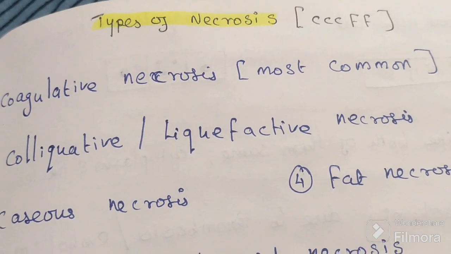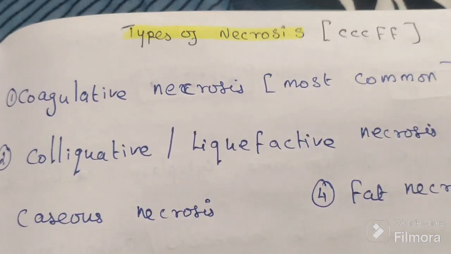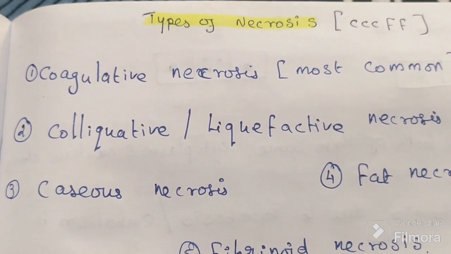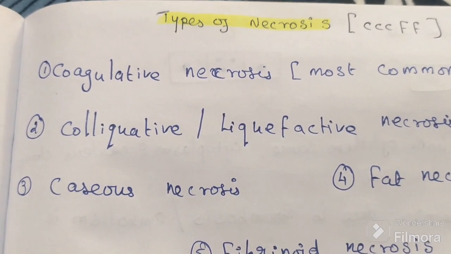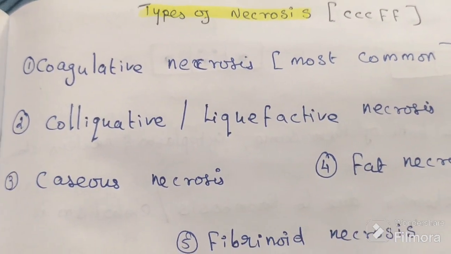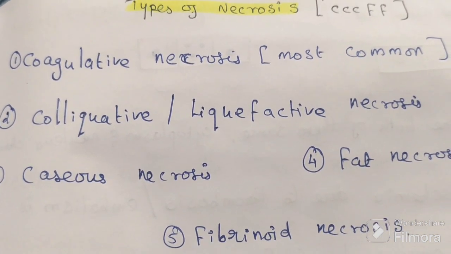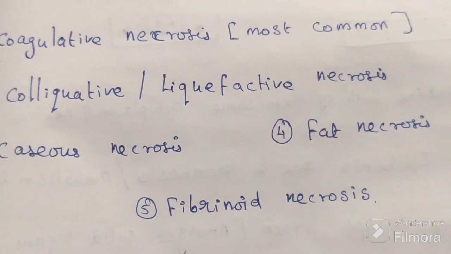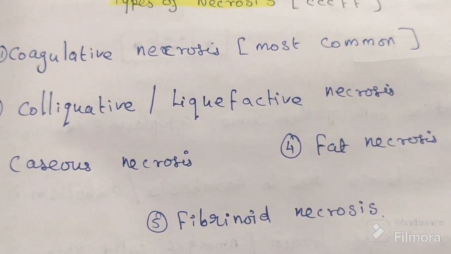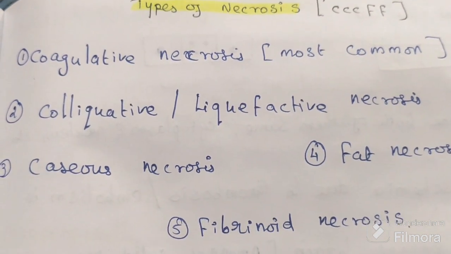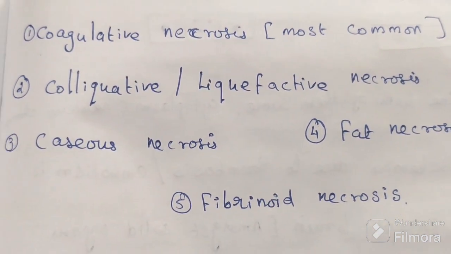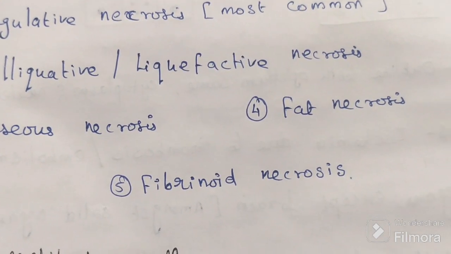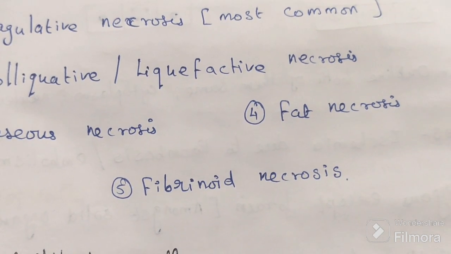Next, types of necrosis. There are 5 different types of necrosis. Apoptosis can be physiological or pathological, but here it is only pathological, not physiological. So: coagulative necrosis, colliquative or liquefactive necrosis, caseous necrosis, fat necrosis, and fibrinoid necrosis. These are the 5 different types of necrosis.